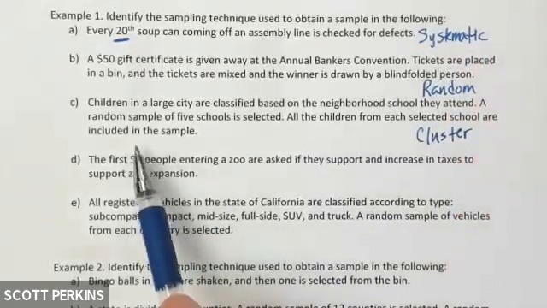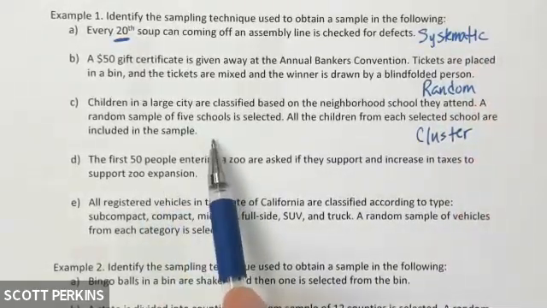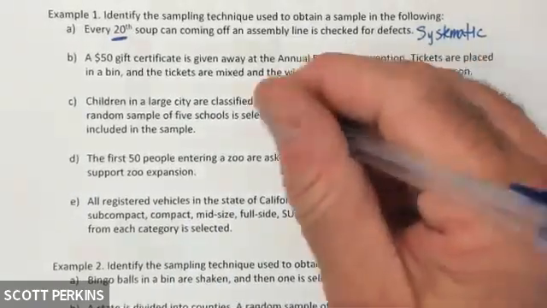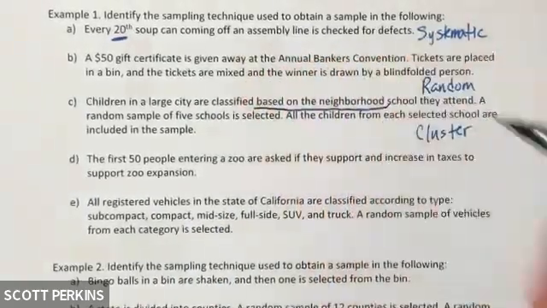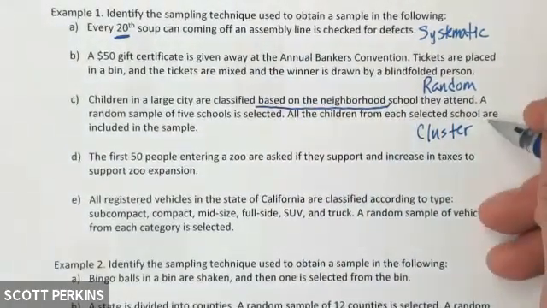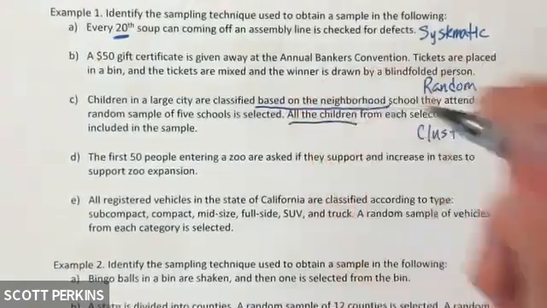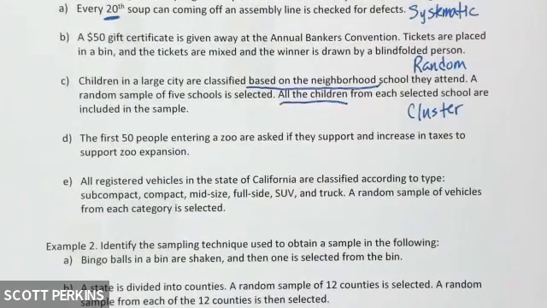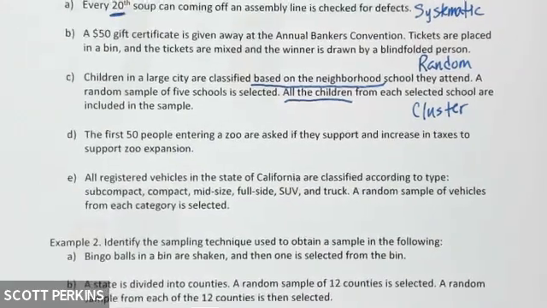Okay, so one of the clues is, yeah, it includes all the children from the schools that are selected, so that's cluster. And then the first clue is that it's based on the neighborhood, so it's geography. Okay, so it's based on area, and then I'm going to underline the thing that you said, all the children. That is another good clue that is a cluster sample, because that's the only one of the sampling techniques that includes that word right there.